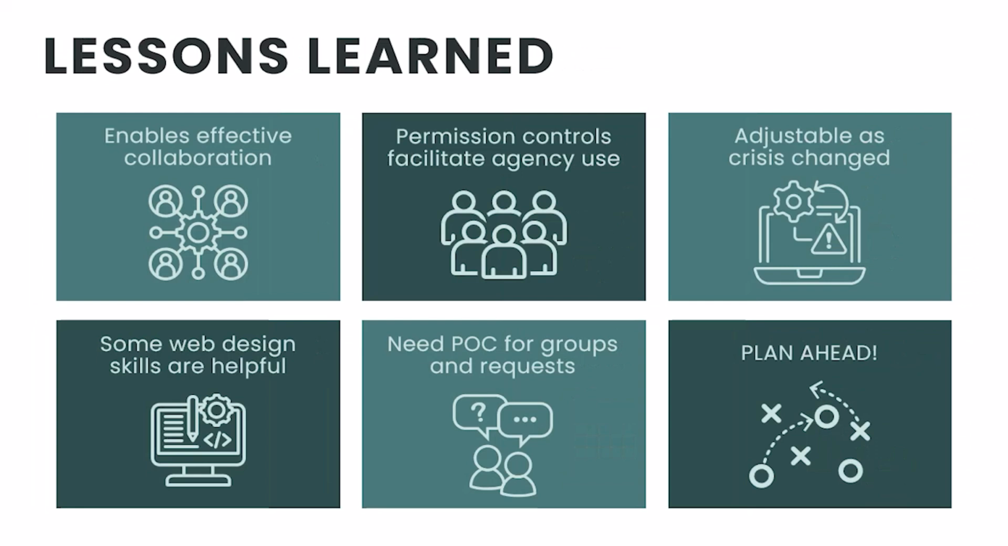What are some lessons we learned through building and supporting the Hermit's Peak Calf Canyon Hub? Well, first, we confirmed that it is an effective collaboration tool and enabled communication between agencies, restricted groups, and the public. The permission controls and restricted pages facilitated the use by many different agencies and allowed them to coordinate their efforts. The hub as a tool is very adjustable, and so we were able to change and refocus information as the crisis developed, such as going from fire to post-fire flooding, and finally, to long-term recovery support.